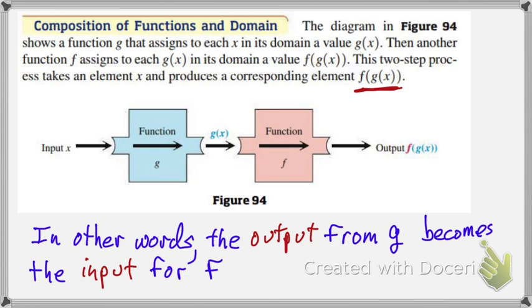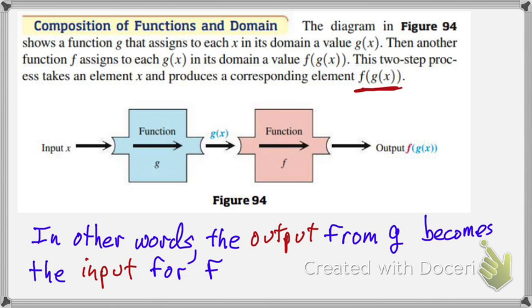Thinking of it like that, I'm working the parentheses inside out. And so I'm going to send something to g. Just looking at the notation here, I'm going to send an input to g. G is going to produce some output. And then I'm going to send that output to f. And their little drawing down here illustrates it really well.